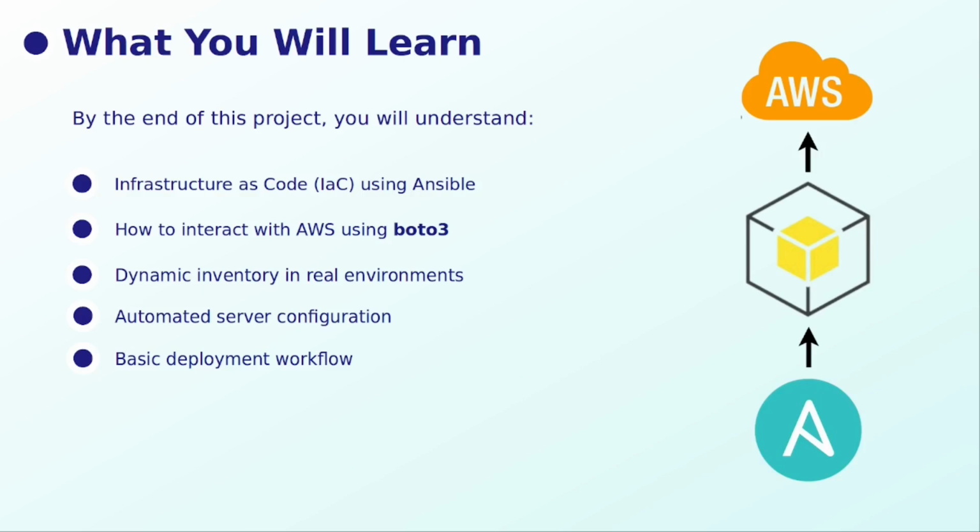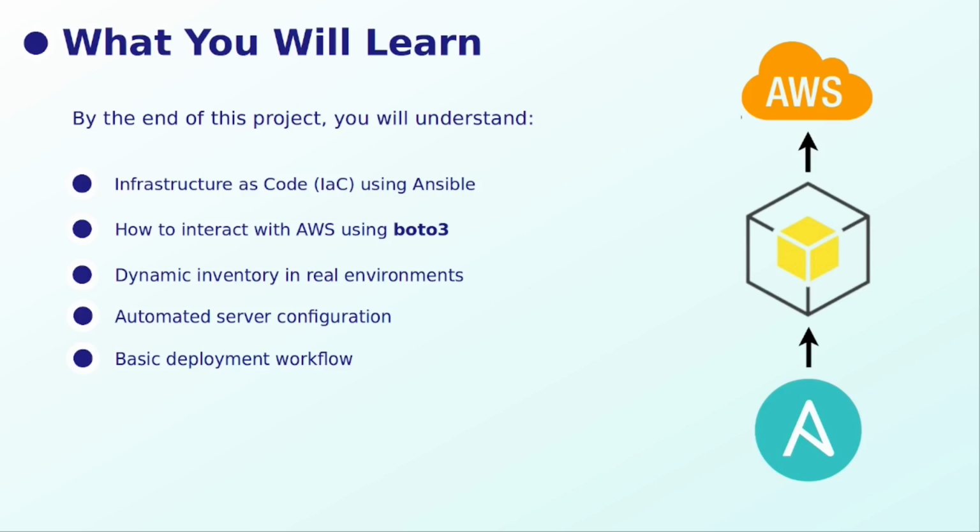What you will learn. By the end of this project, you will gain several important DevOps skills. First, you will understand infrastructure as code, also known as IaC. This means we define infrastructure using code instead of clicking in a web console.